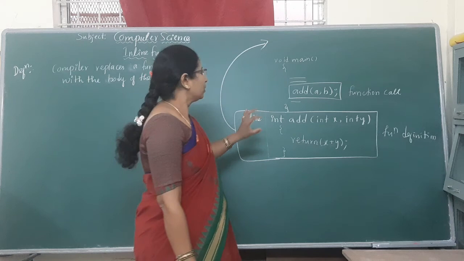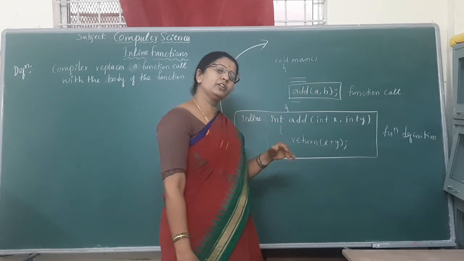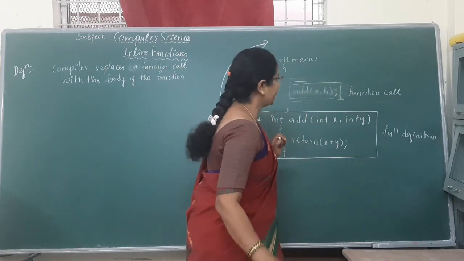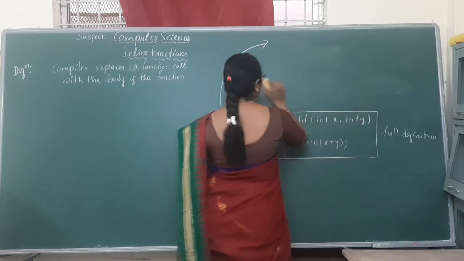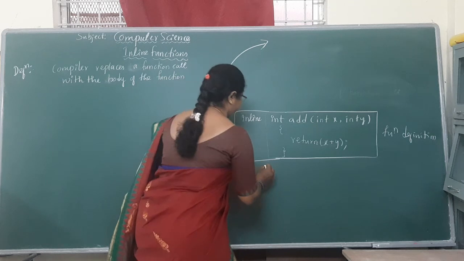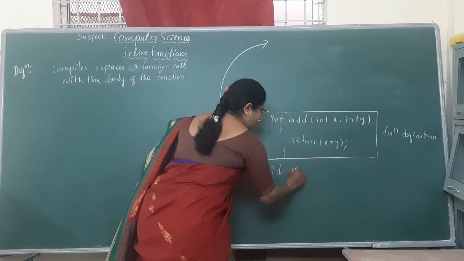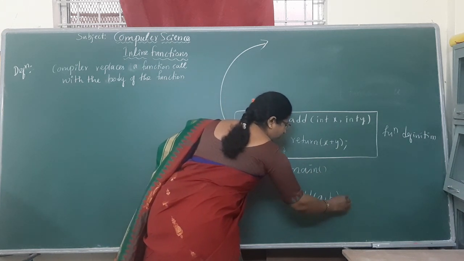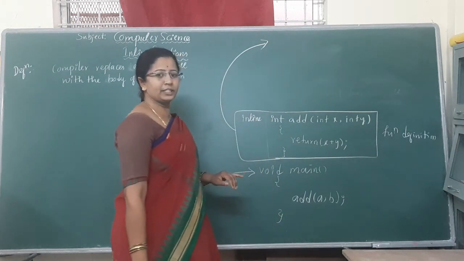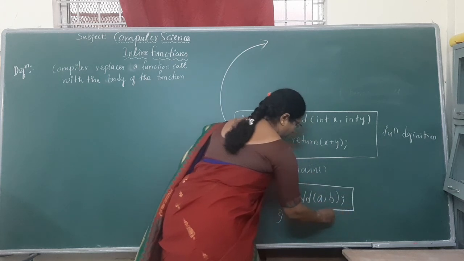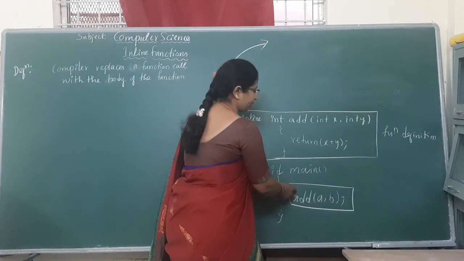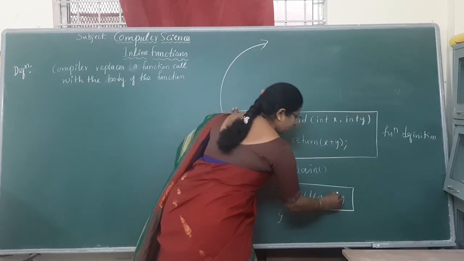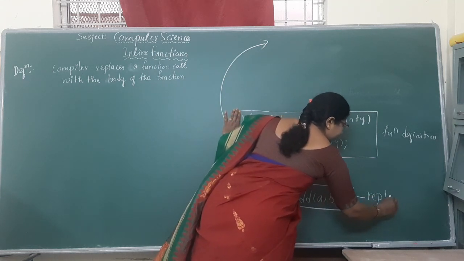In the first year program, the call will be somewhere and we write the definition somewhere else. But in an inline function, this particular code should be written before the function call, after the function definition. Once the program starts its execution, whatever the function call is there, control will never move from the calling function to the called function. Instead, this entire code will be replaced here.